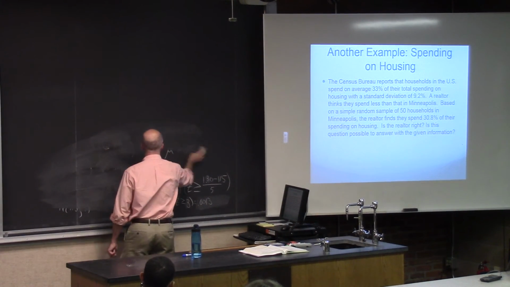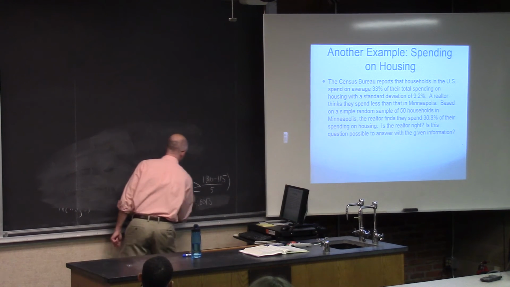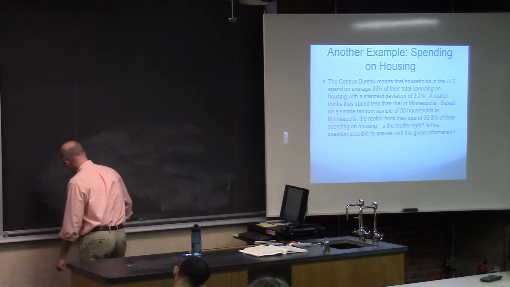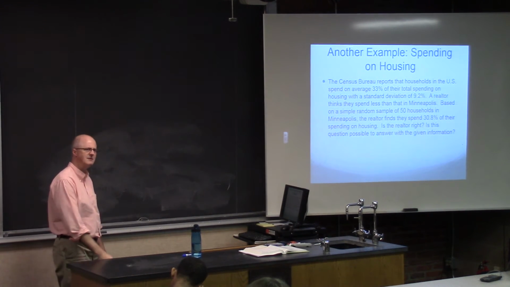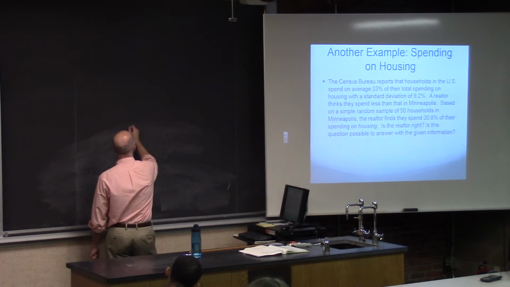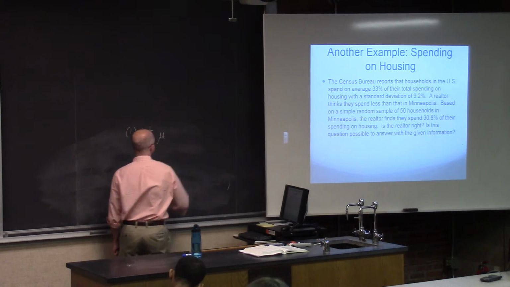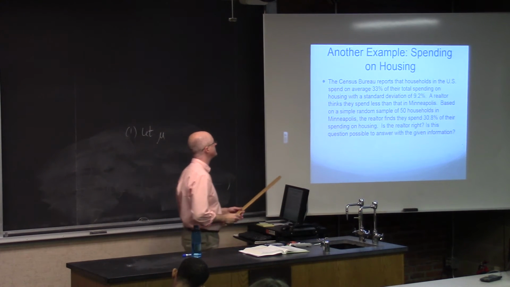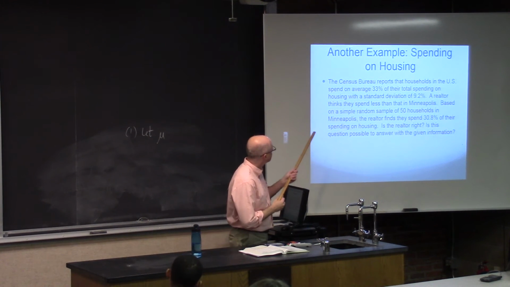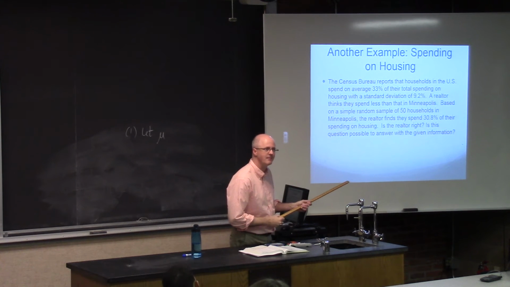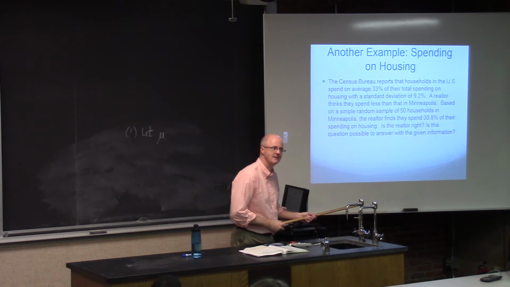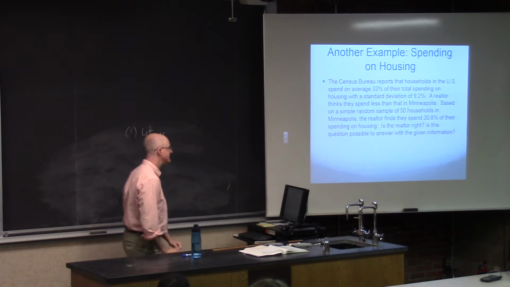First step, define your parameter that you're testing. I want you to do this, okay? Even if the book doesn't say to do it, and they typically don't, I want you to do this. Let mu, this is the parameter I'm testing, equal what? It's going to be a mean, a population mean. What population mean? The realtor's testing households in Minneapolis. So this has got to be the mean percent of spending on housing for households in Minneapolis. Because that's what's being tested.